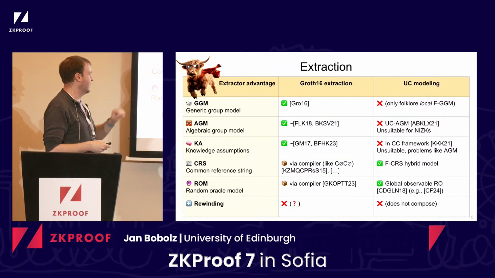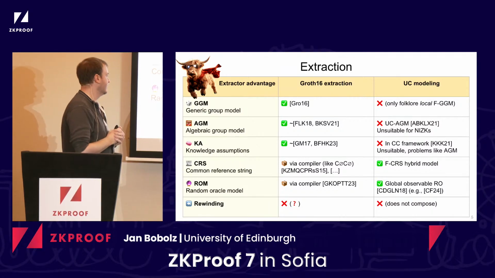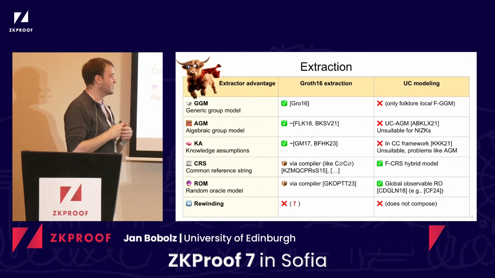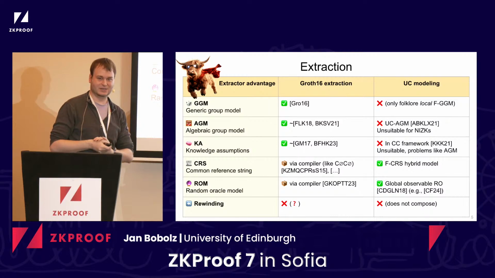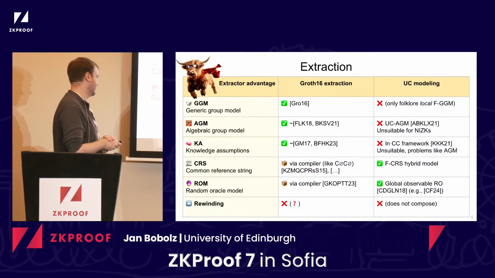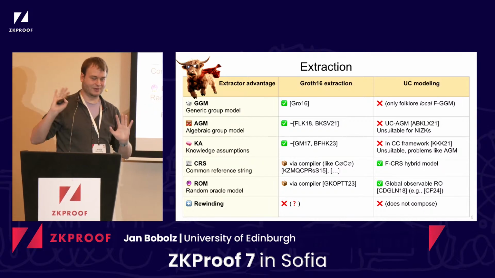We also have a similar thing with the random oracle model in a Fischlin kind of style extraction, which we also know how to model in UC, but again, it's overhead. The prover is less efficient, the verifier is less efficient. We could do rewinding, but this checks none of the boxes.